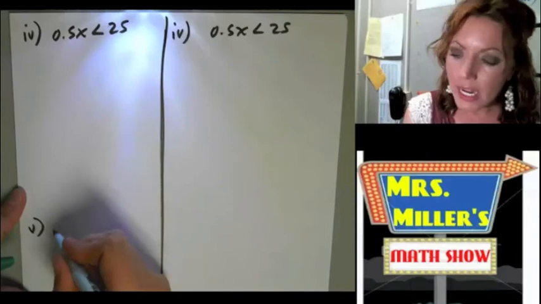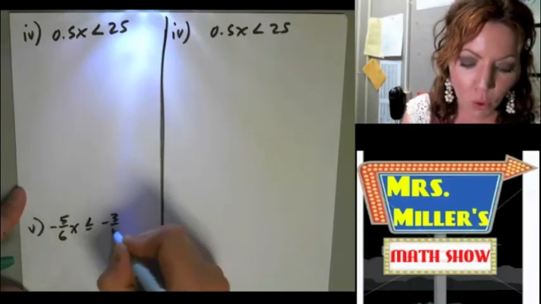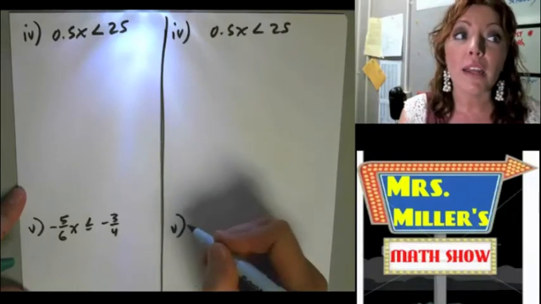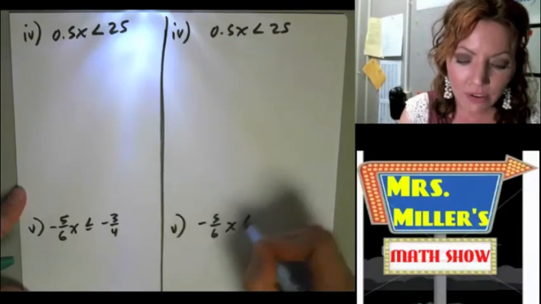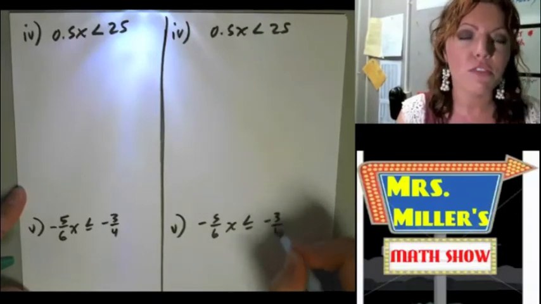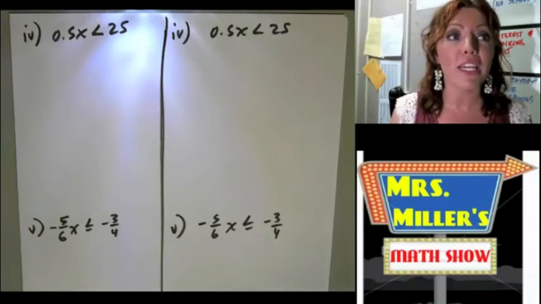Negative 5/6x is less than or equal to negative 3/4. This one, before we head off to a break, I want you guys to be thinking about the fact that we have a negative and what happens if you multiply or divide by a negative. All right, so send us off to break, you guys.